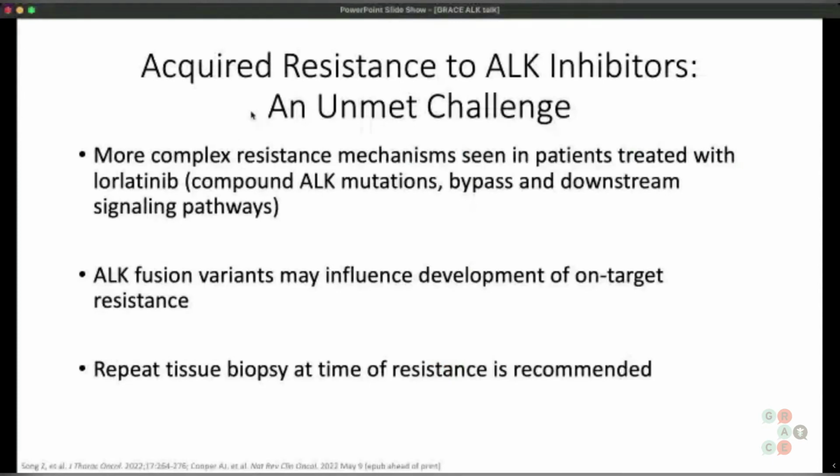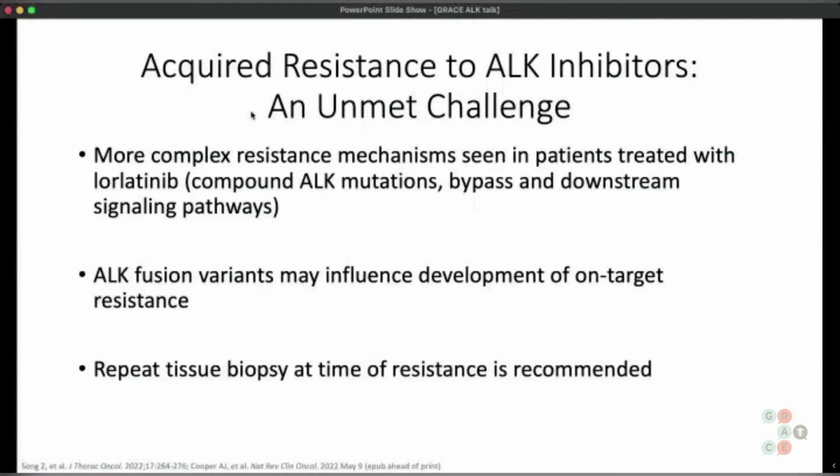We know that when we're treating patients with the third generation ALK inhibitor lorlatinib frontline, we can see these more complex resistance mechanisms. And so sometimes we'll see compound ALK mutations, more of these bypass and downstream signaling pathways. So that's just important to keep in mind. So many of us are still using alectinib frontline, but we do now have approvals for both brigatinib and lorlatinib frontline. And so if those are used, it's important to point out that we are seeing other kinds of resistance mechanisms that are popping up.